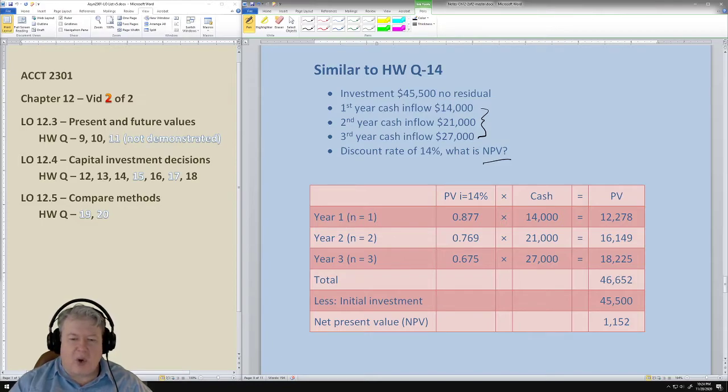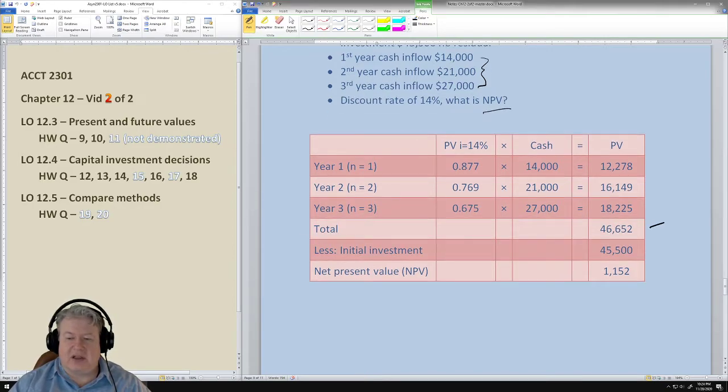And what we're going to do is go on the table and look up 1 at 14%, come up with 0.877, multiply that by the first year. 2 at 14%, find that number, multiply it by the second year's cash inflow, 21,000. And same with this. So these three add up to 46,652.